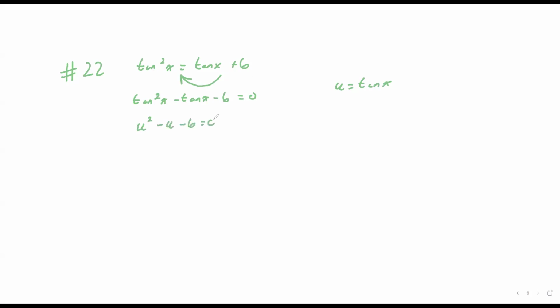Alrighty, so let's look at some more. Let's look at number 22. So this is going to be tan squared x equals tan x plus 6. Again, I'm looking at this. There's one trig function. I see a square, so I'm thinking quadratic. So I'm going to subtract everything over to the other side. So this will give me tan squared x minus tan x minus 6 equals 0. Again, use substitution. So I get u squared minus u minus 6 equals 0.